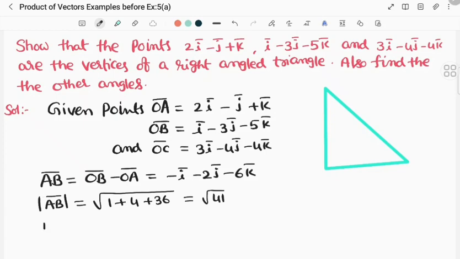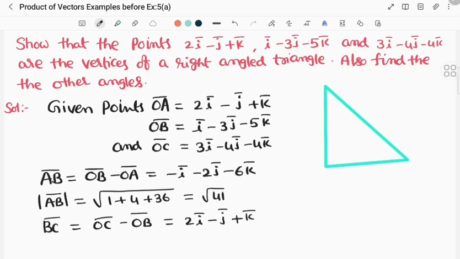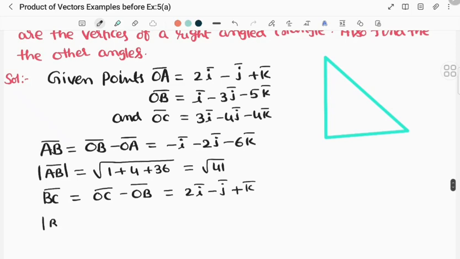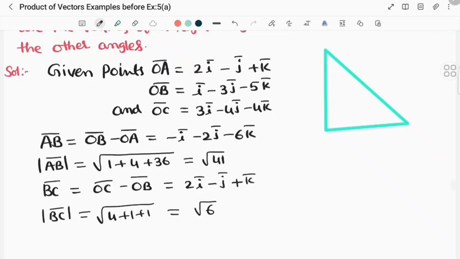Next after AB, BC bar equals OC minus OB. 3i minus i is 2i, minus 4j plus 3j is minus j, minus 4k plus 5k is plus k. Whose magnitude also calculate. Mod BC bar equals root over 4 plus 1 plus 1, which is root 6.